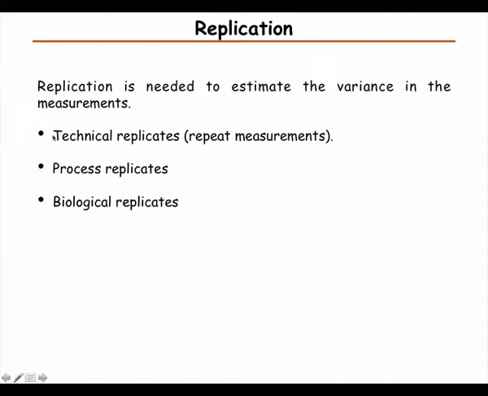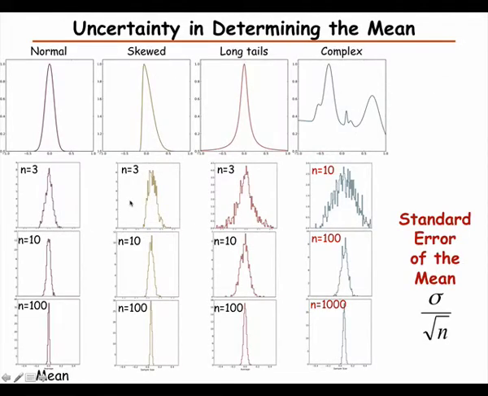And nowadays, the error associated with technical replicates is usually very small in proteomics. With process replicates, it can be larger, but still usually both the process and the technical error are much smaller than the biological replicates.